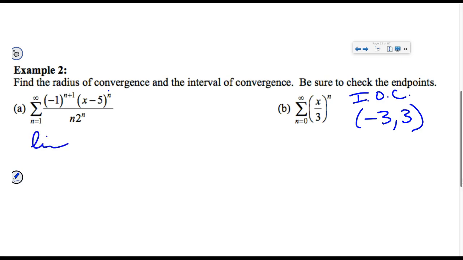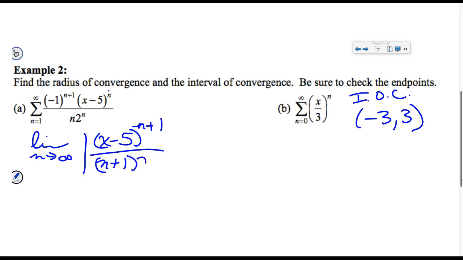But I'll take the limit as n approaches infinity of the absolute value, which kills the alternator, of x minus 5 to the n plus 1 over n plus 1 times 2. It looks so difficult, but in theory, it should really make sense to you.